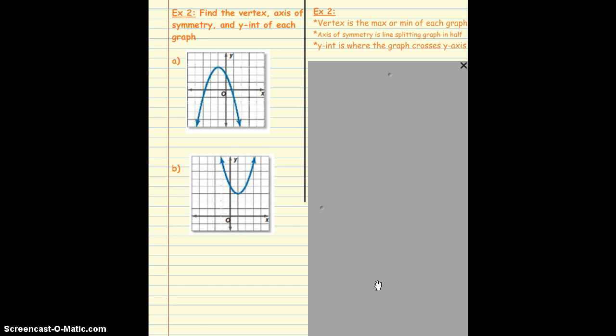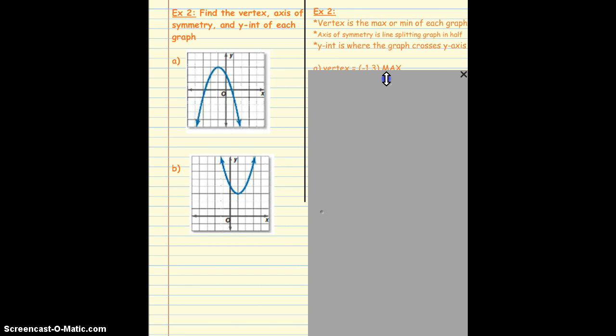We are going to find the vertex, the axis of symmetry, and the y-intercept of each of these graphs. Okay, the vertex, just a reminder, is the maximum or minimum of each graph. The axis of symmetry is the line that splits the graph in half, and the y-intercept, of course, is where the graph crosses the y-axis.